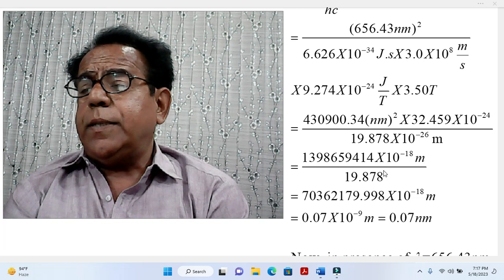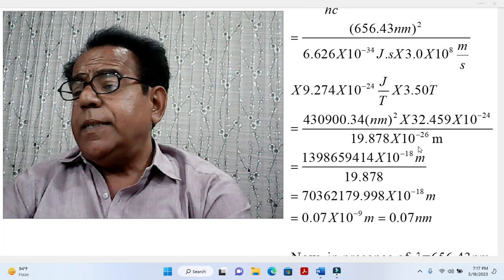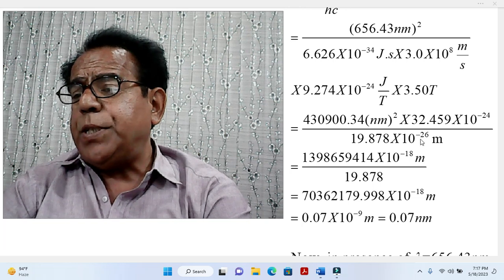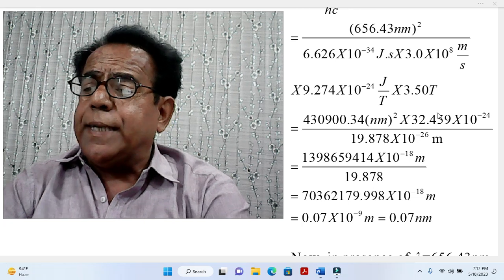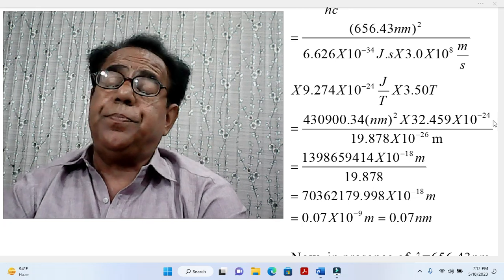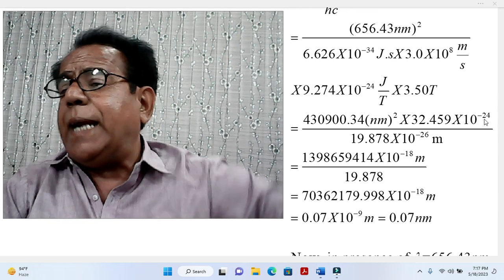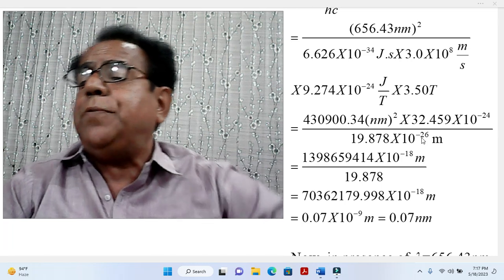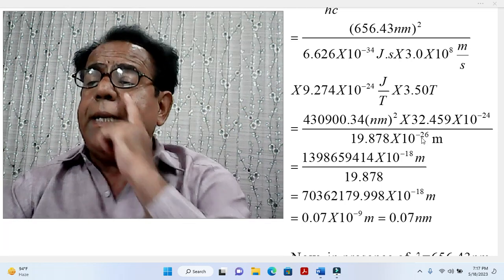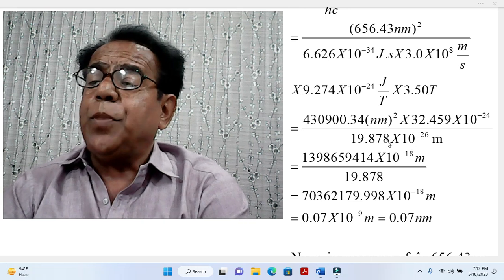So dear students, here this 10 raised to the minus 26, when shifted to the numerator, it will become plus, and this plus will dominate, and this 24 will be subtracted from this 26, and we will be left with 10 raised to the power 2 in the numerator.